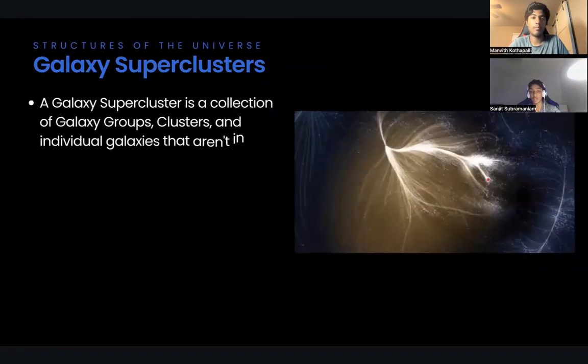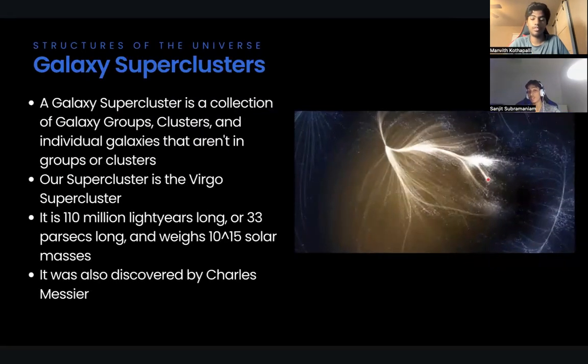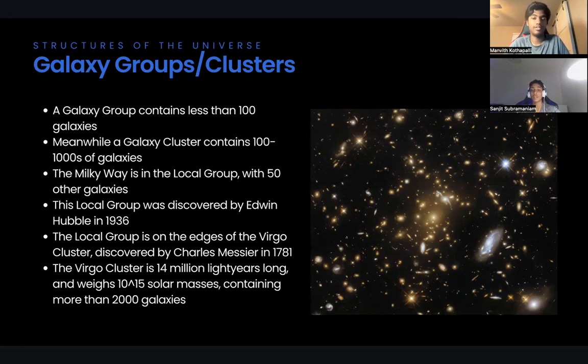Next, we're going to be talking about galaxy clusters. A galaxy cluster contains hundreds, if not thousands, of galaxies. Galaxy clusters also contain super hot gas, tens of millions of degrees Celsius. The Virgo cluster is part of the Laniakea supercluster.